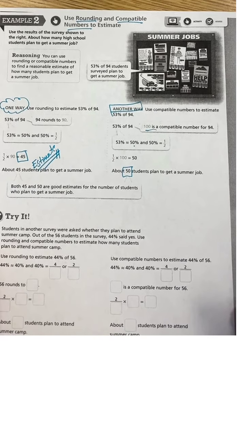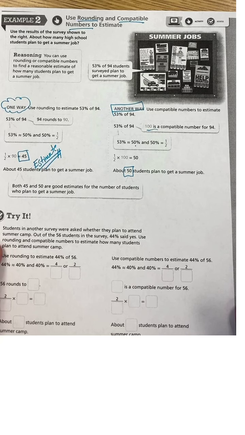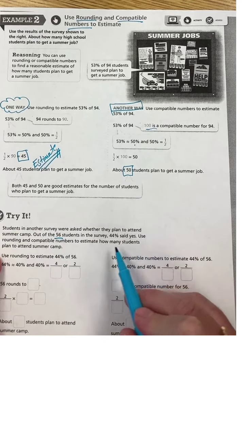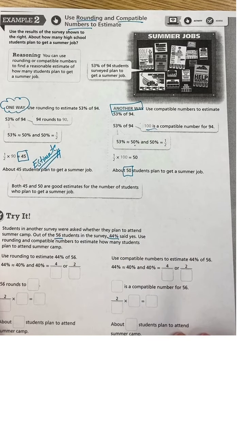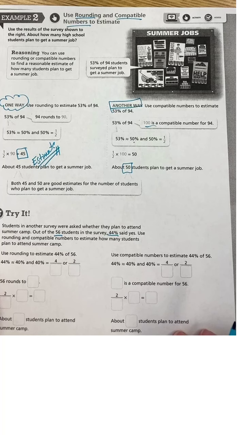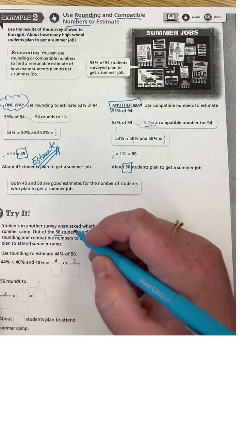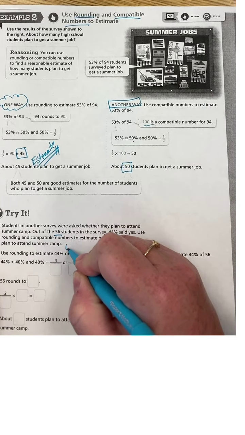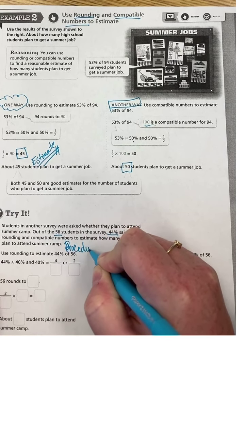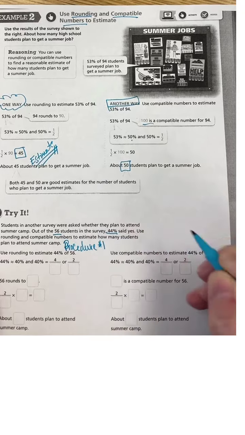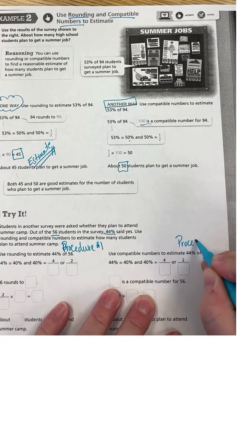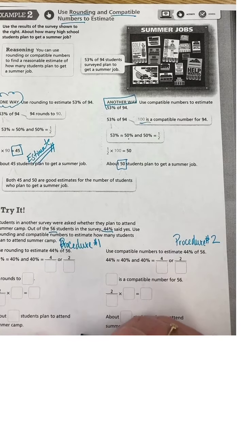So let's do the last try it. Students in another survey were asked about whether they plan to attend summer camp. 56 students took the survey and 44% said yes. So I want you to use those compatible numbers. You tell me if procedure number 1 or procedure number 2 you liked better, and tell me why you liked it.